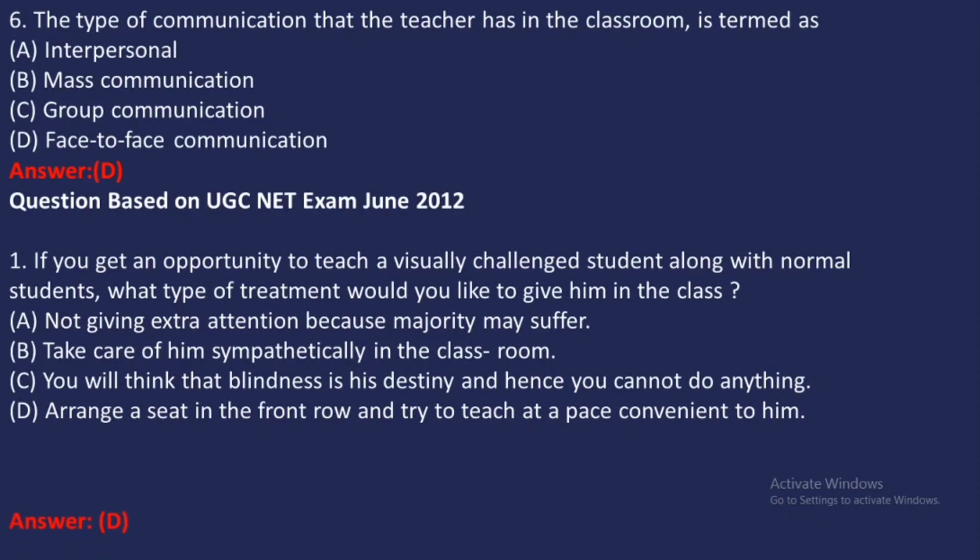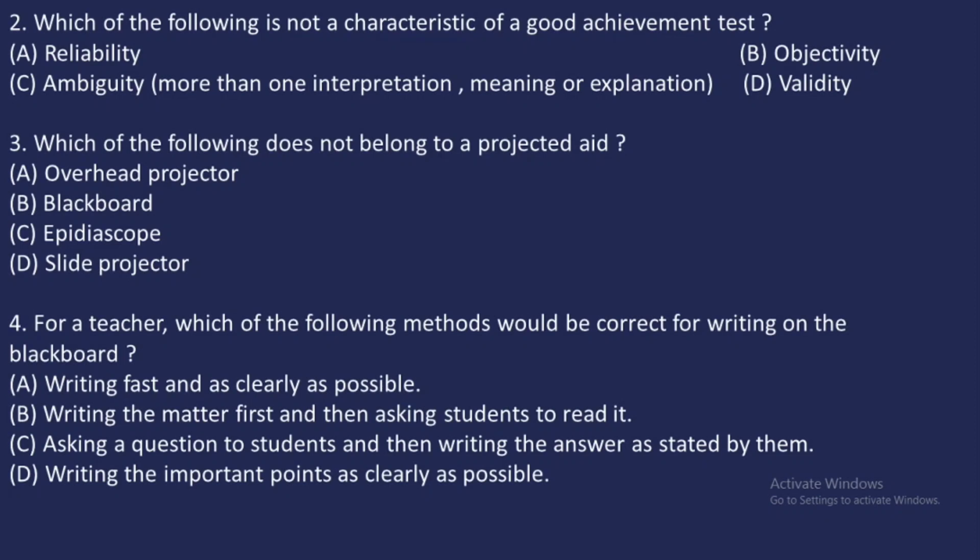Here the right answer is answer D, that is arrange a seat in front row and try to teach at a pace convenient to him. Which of the following is not a characteristic of a good achievement test? Reliability, objectivity, ambiguity, and validity. Here the option is option C, that is ambiguity.